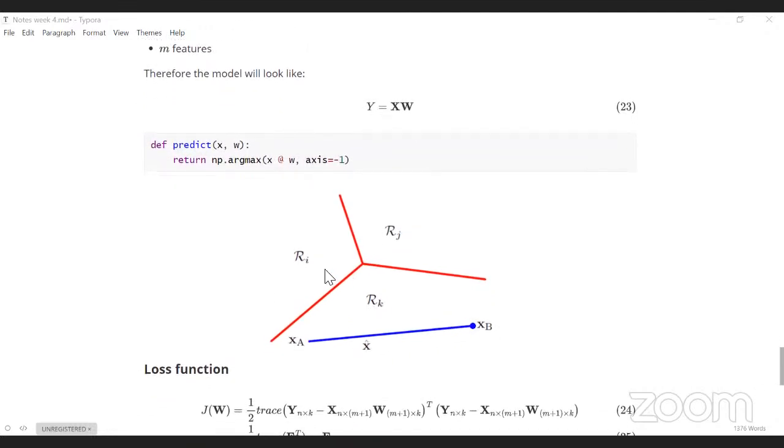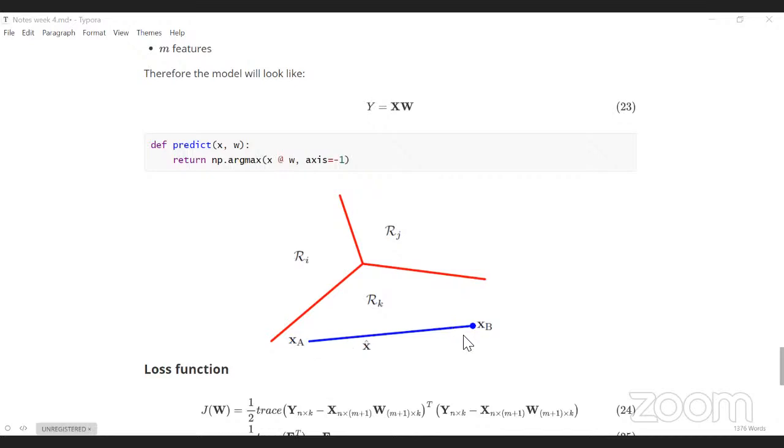Let's say for three classes R_i, R_j, R_k, this is how your decision surface is going to look. These three red lines are y_i minus y_j equal to 0, y_i minus y_k equal to 0, and y_j minus y_k equal to 0. And what are y_i, y_j? These are three different discriminant functions corresponding to regions I, J, and K.